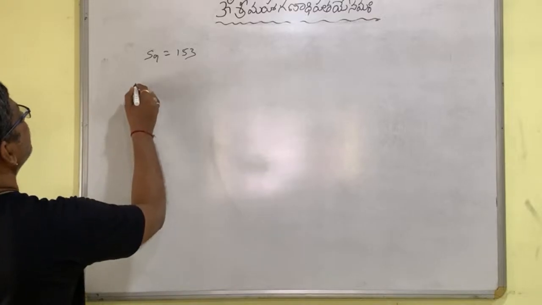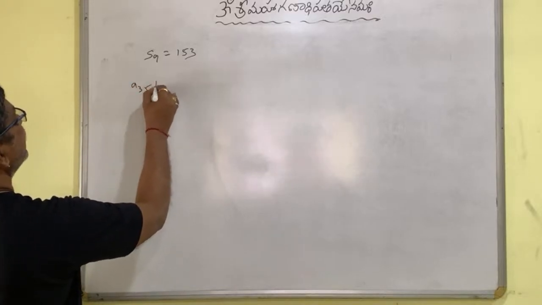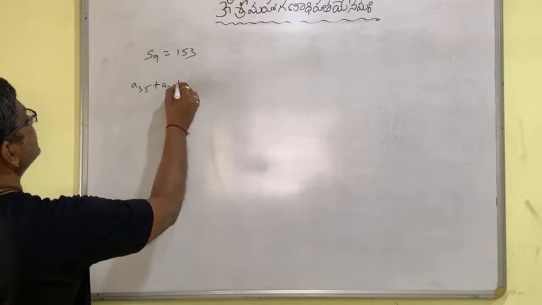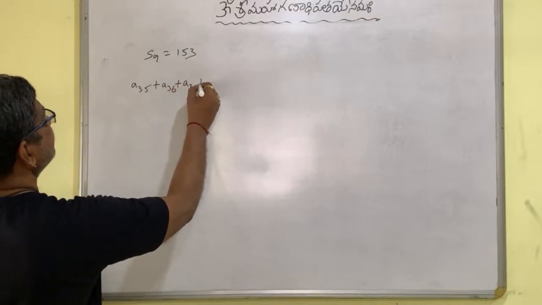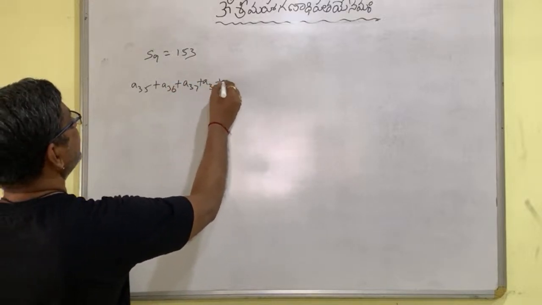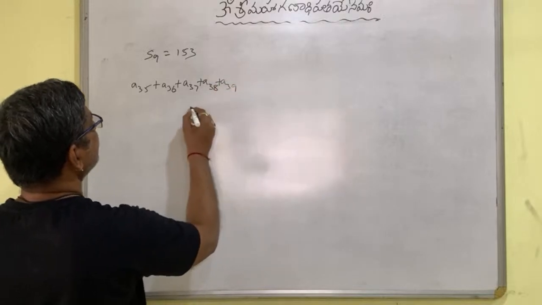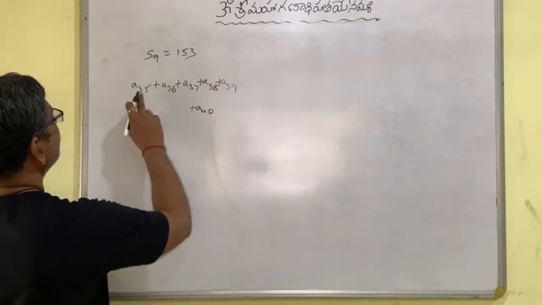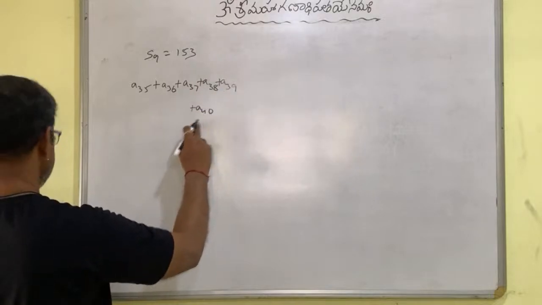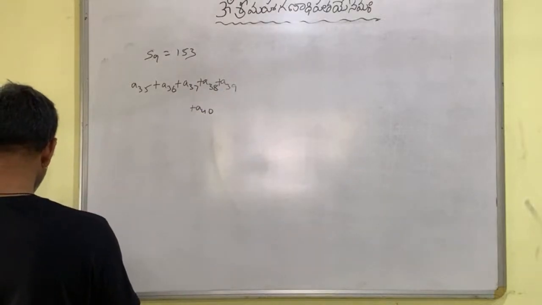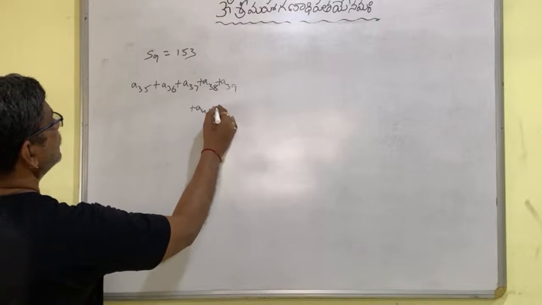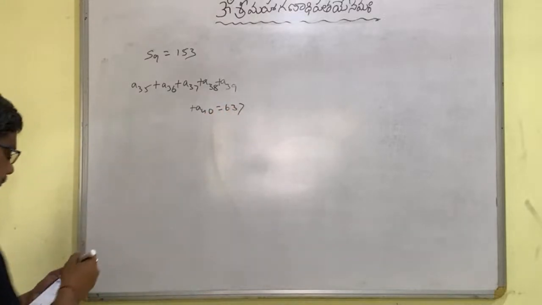40 terms, right? A35, a36, a37, a38, a39, a40, 1 2 3 4 5 6, is equal to 687.